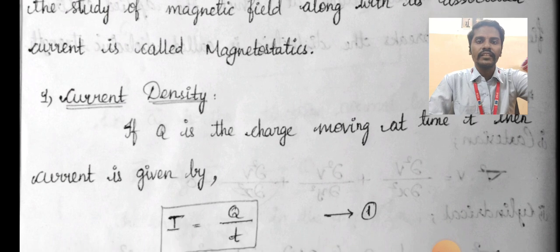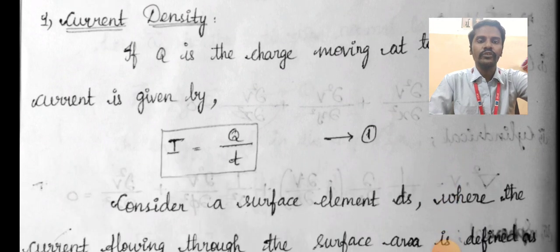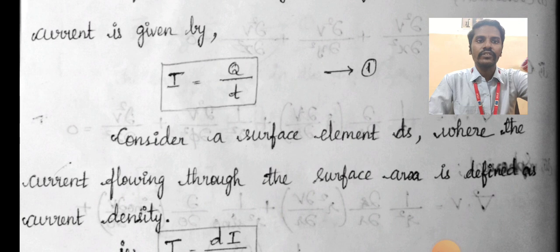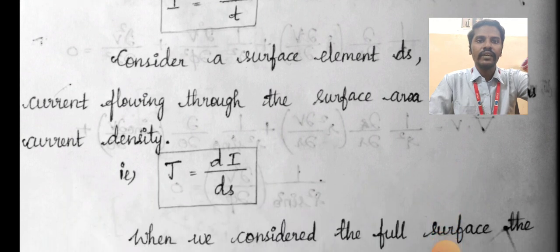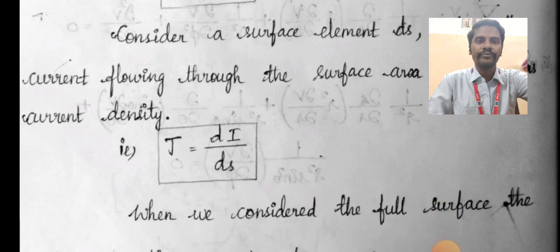Next we are going to list out the basic terms that are used in magnetostatics. The first one is current density. If a charge is moved against a time t, then the current is given by I is equal to q by t. Consider a surface element ds through which the current is flowing; the current density is given by J is equal to di by ds.